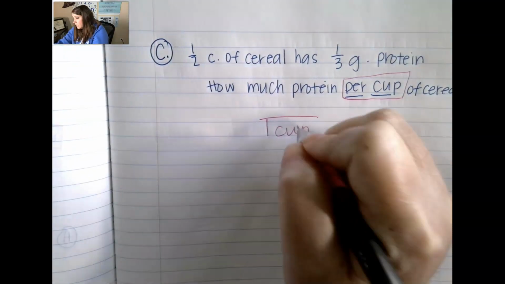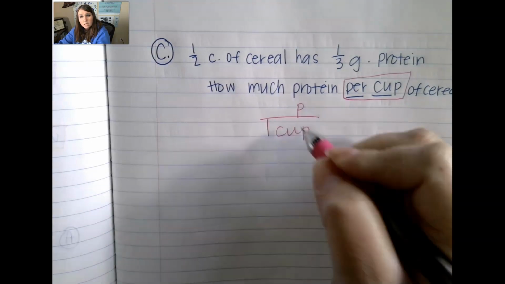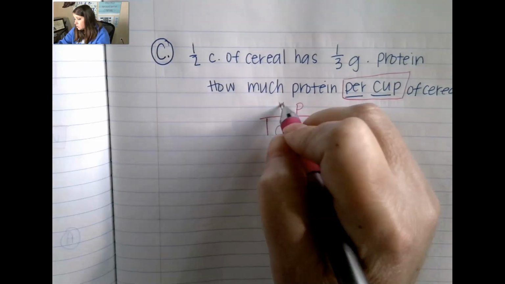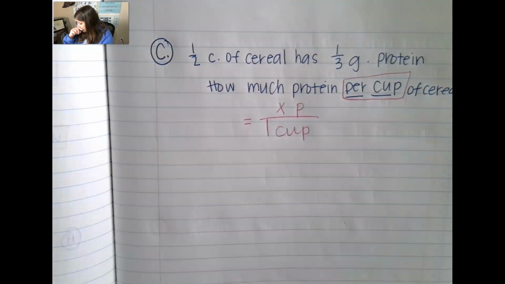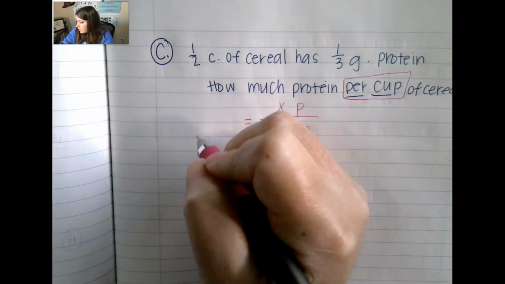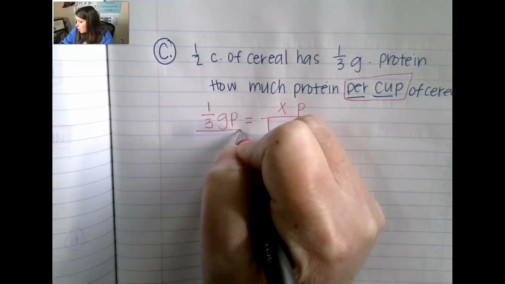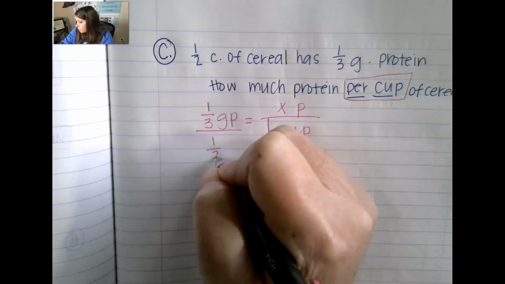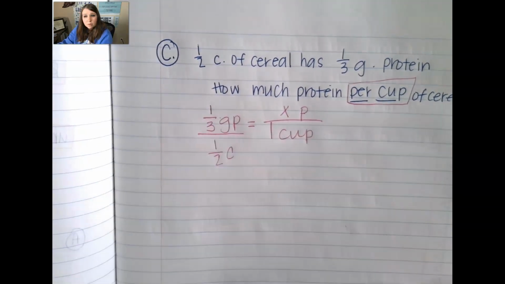The thing that's going to go on top then is the protein. So we want how much protein per cup. So on the other side, we're going to set this up. We want grams of protein on the top. So how much protein? It's 1/3 grams of protein over half a cup of cereal. So cups to cups, protein to protein. Our job now is to use keep, change, flip.